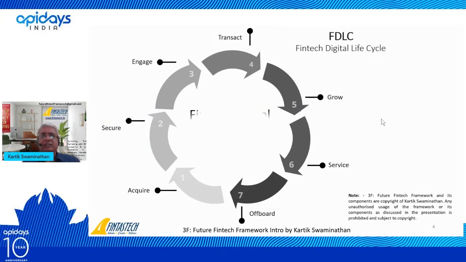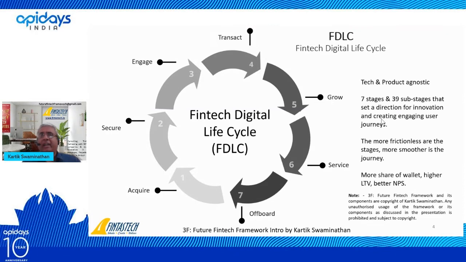And all these, which is acquire, secure, engage, transact, grow, service, and offboard, 7 stages and 39 substages constitute what I call the fintech digital life cycle. And this is basically nothing but a tech and product agnostic 7 stage, 39 substages framework or a model which helps you set a direction for innovation and creating engaging user journeys.